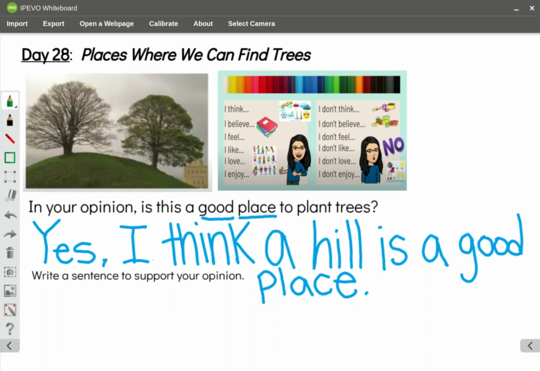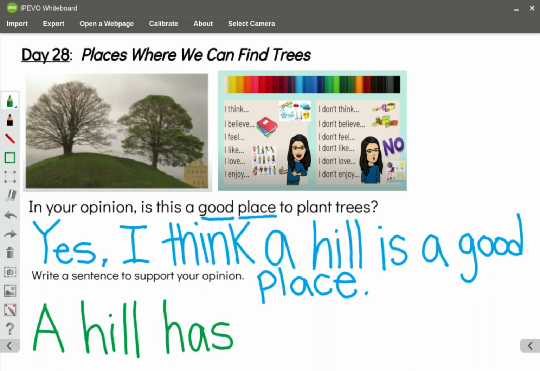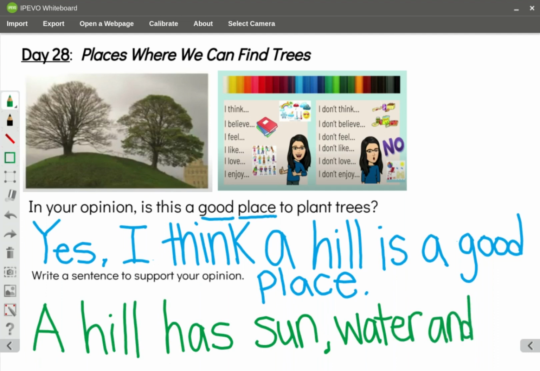I'm going to start my sentence with an uppercase letter, capital letter. A hill has sun, and I put comma, water, and air. Now at the end of my sentence, I put a period. I'm going to reread it to make sure I have all my words in my sentence. A hill has sun, water, and air.